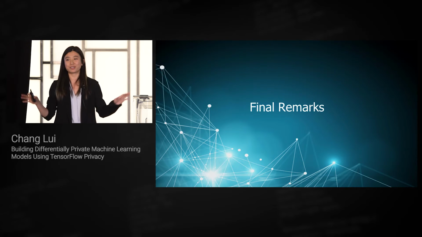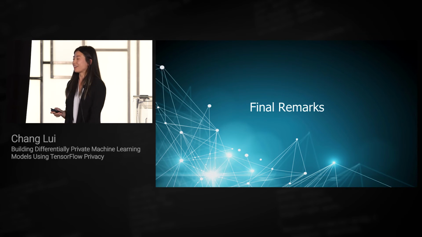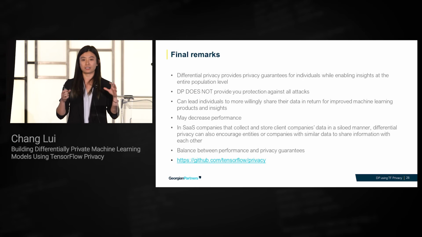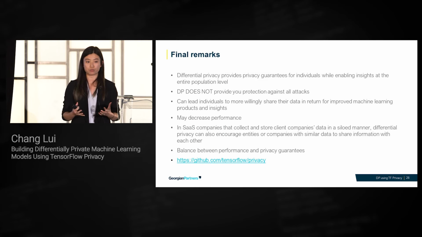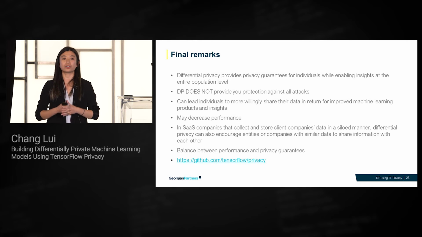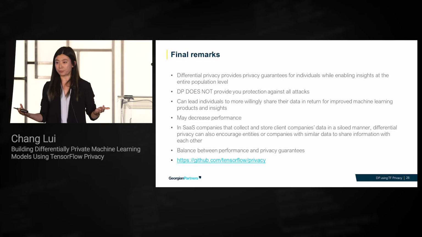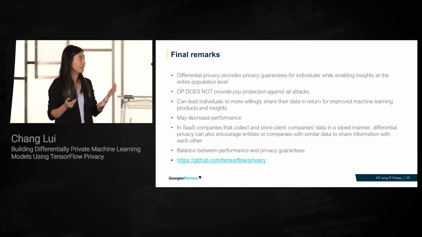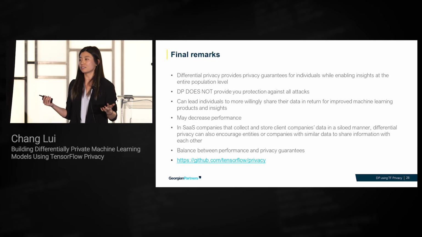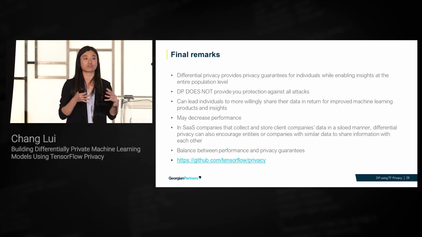If you didn't get much out of this presentation, hopefully you take these few points away. So differential privacy provides privacy guarantees for individuals while allowing data scientists, allowing people, to learn information about the population as a whole. Okay? But differential privacy does not protect against all attacks. It's really just about protecting individual, sensitive information.